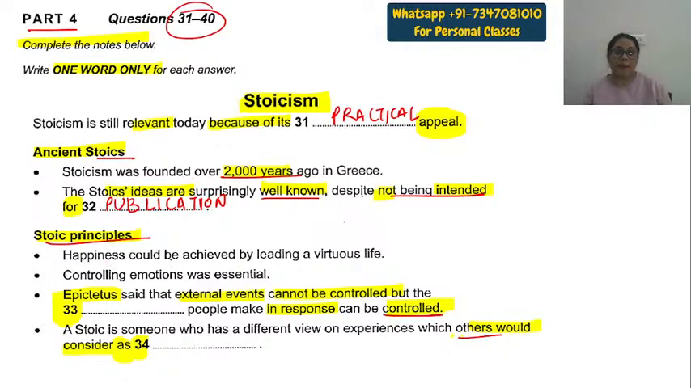Stoic principles: happiness could be achieved by a virtuous life, and controlling emotions was essential. External events, he said, cannot be controlled, but people can control the choices they make in response. So choice is the answer.